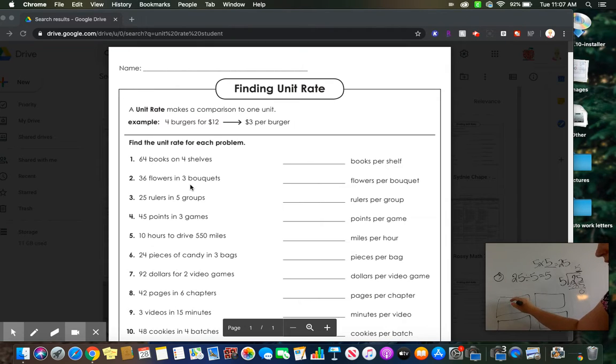Ready? Watch. 5, 10, 15, 20, 25. Okay, so 25 rulers in all. Each table can get 5 if you have 5 tables. Okay, so the answer is 5 rulers per group.